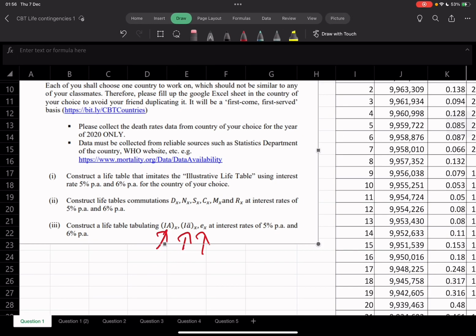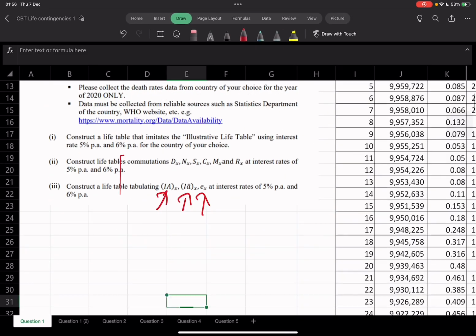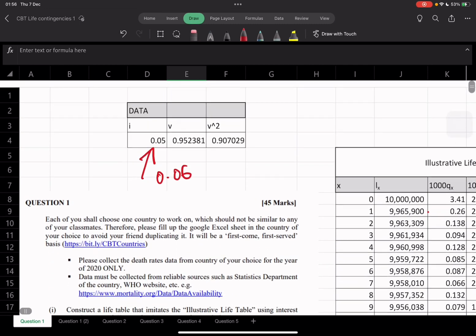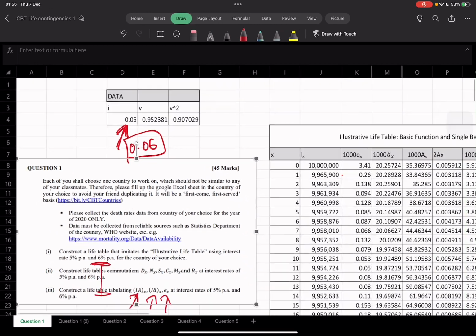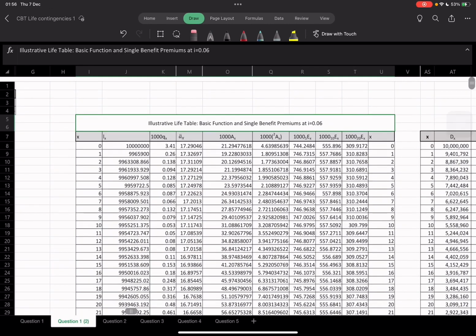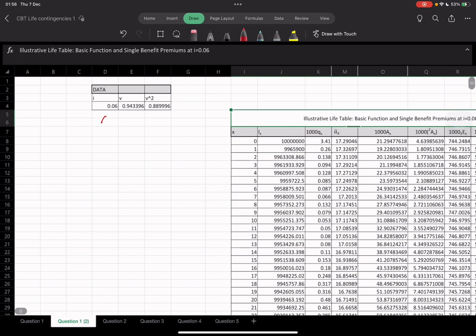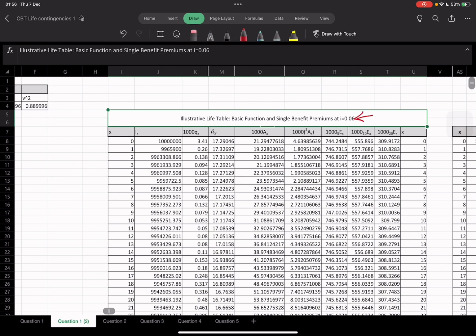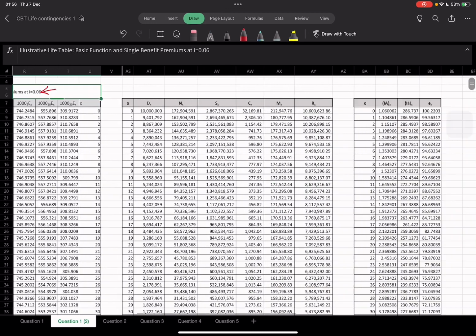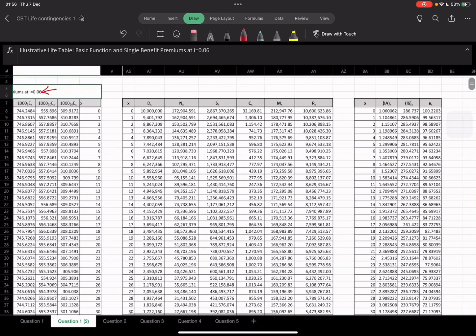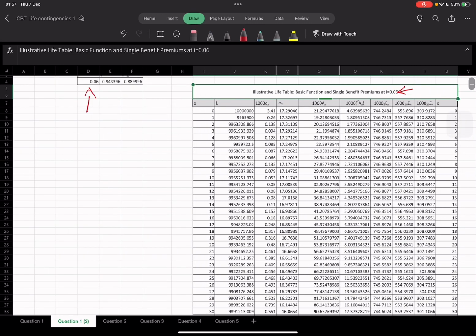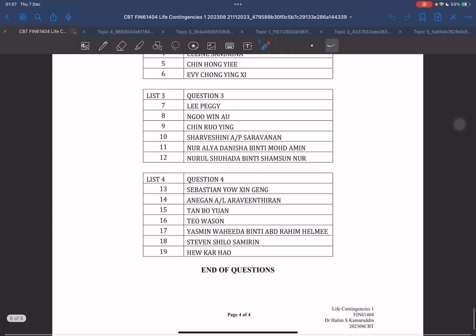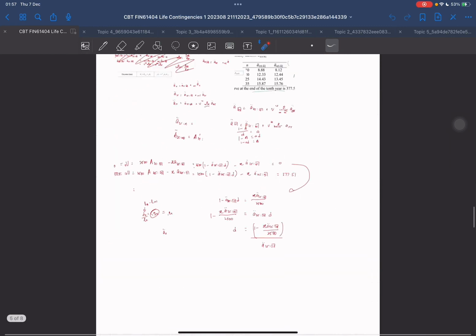In order to get the life table with 6% annual rate, we can change this value into 0.06. I duplicate the whole Excel sheet, and then I change the value to 0.06, which is the interest rate, and we will obtain another set of data with the 6% annual interest rate. For the next question, I'm going to talk about question 4.